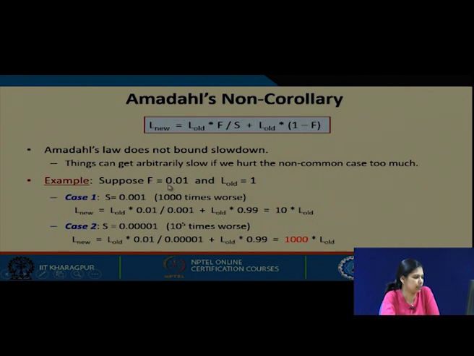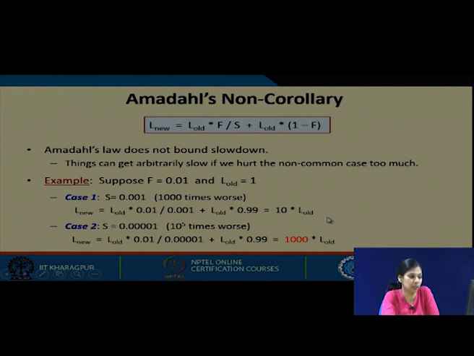Suppose f is 0.01 and L old is 1. Now, we are making a part 100 times worse. So, the speedup becomes 0.01 on the uncommon part, that is now your f. L new will be L old multiplied by 0.01, that is f divided by s, plus L old into (1 minus f), that is 0.99. So, how much is it coming? It is coming 10 times the old value. So, L new is 10 times the old value.